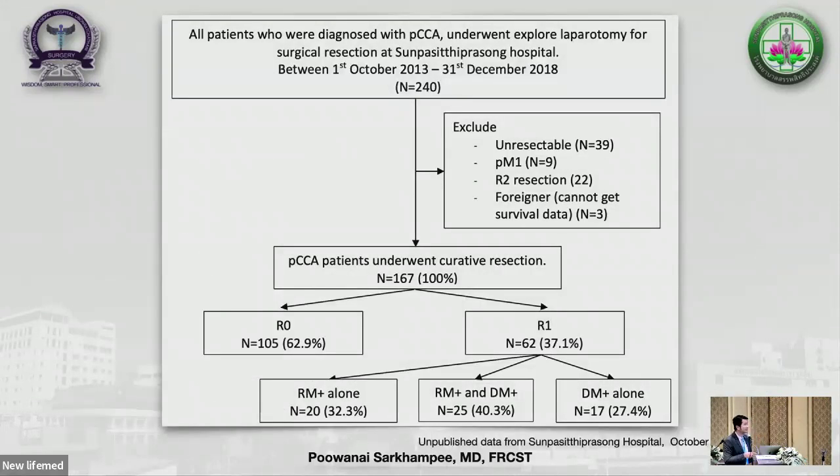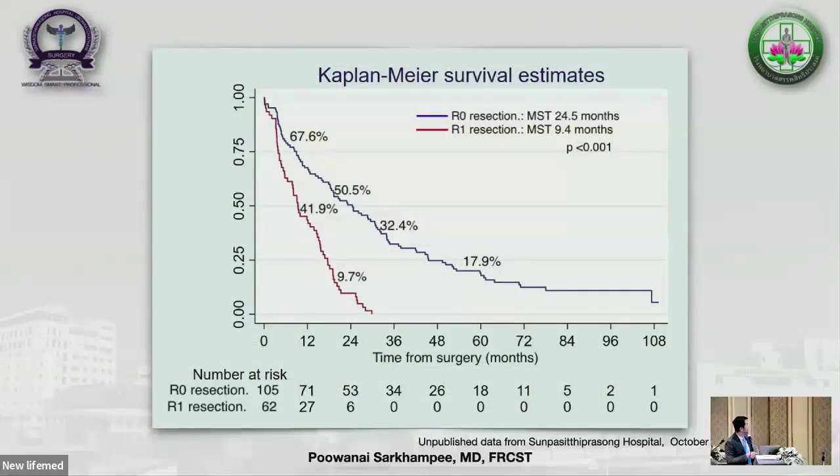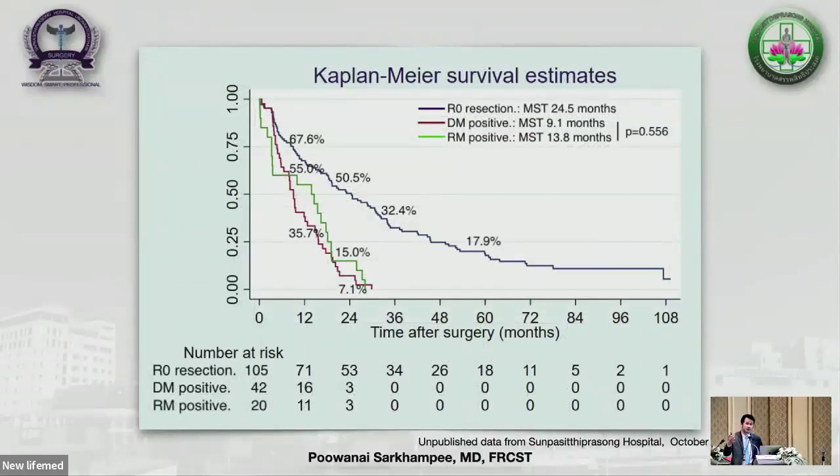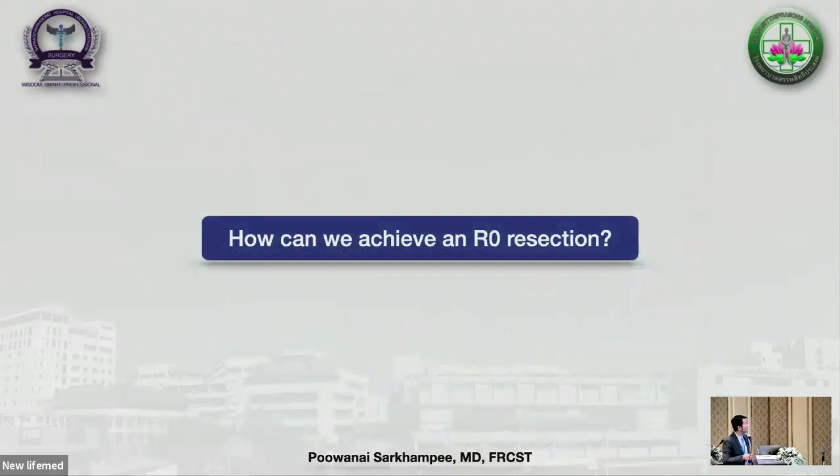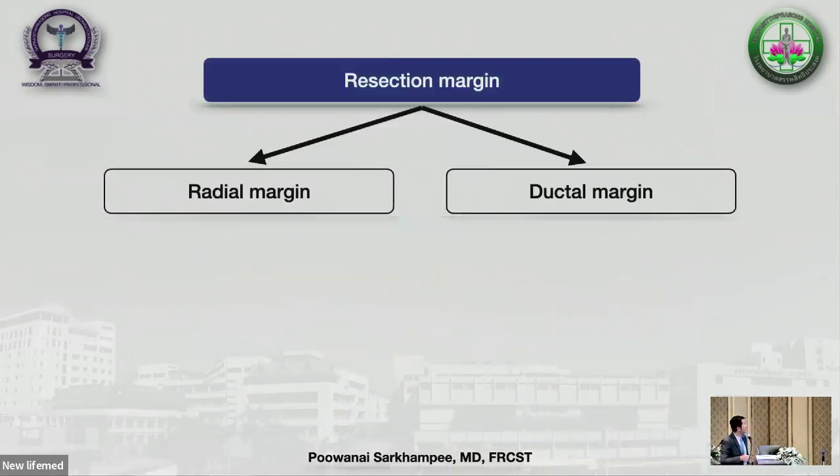Same as our data, we collected our data and analyzed it and showed that for the patient with ductal margin and radial margin, there is no difference in survival outcome. So when you plan to perform curative resection in peripheral cholangiocarcinoma, you must be concerned not only with the ductal margin, but also the radial margins, okay? And the next question is, how can we achieve R0 resection when we perform curative resections?